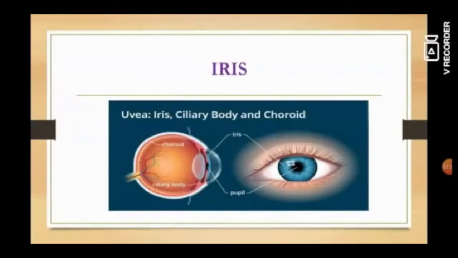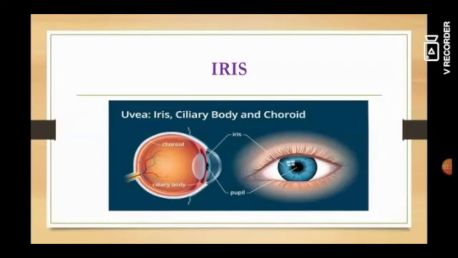Number 2, iris. It is a dark, fleshy screen just behind the cornea. Students, when we say that a person has blue, green or grey eyes, it is the color of the iris that we are considering. The color of the iris has a wide range of variation and is different for different people.